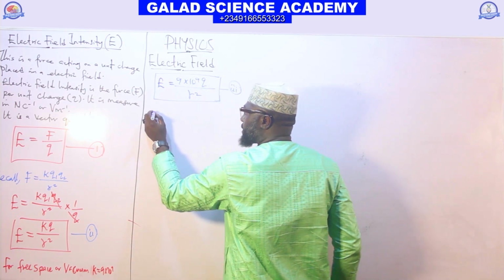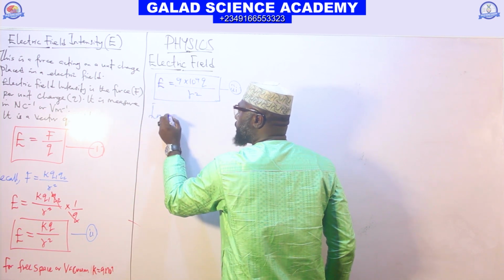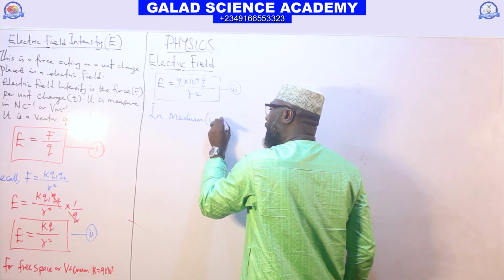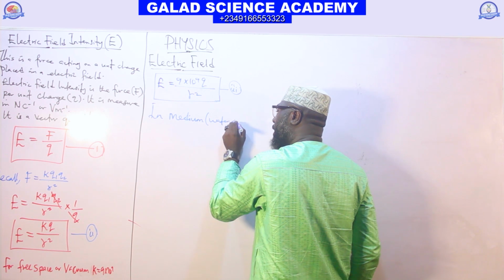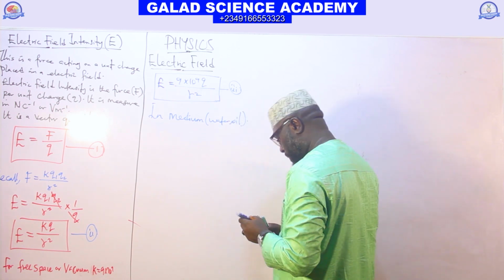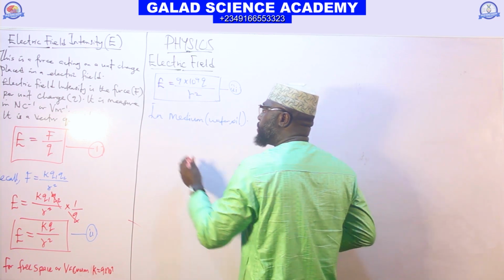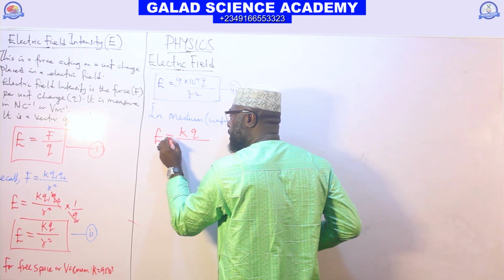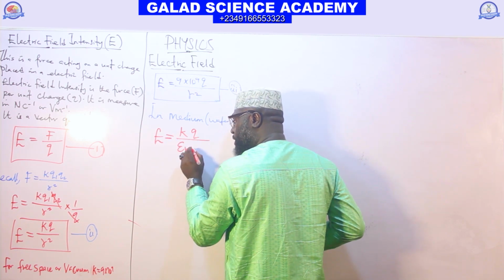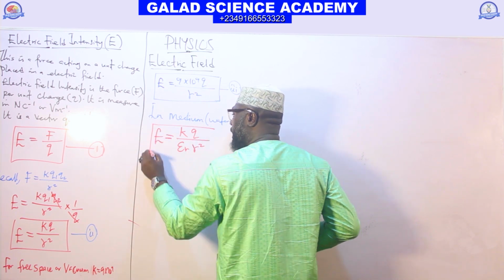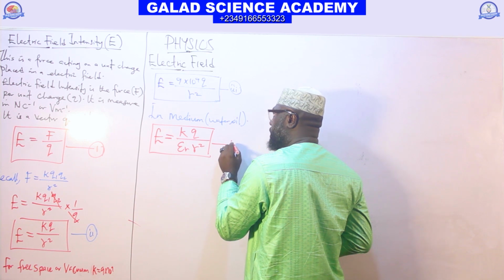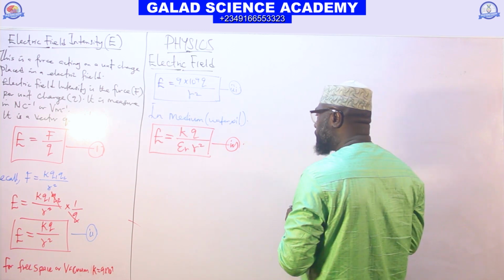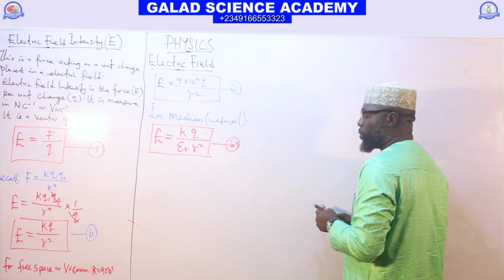But in a medium, like water or oil, the electric field intensity E is equal to K Q over permittivity R square. This is Equation 4. So let us solve questions on how to use this formula.